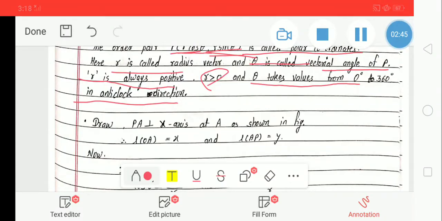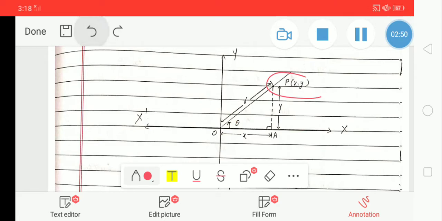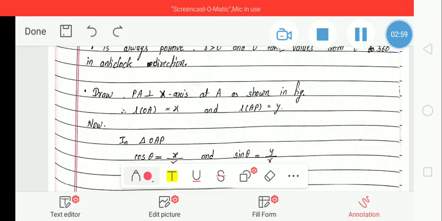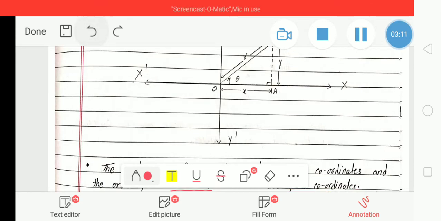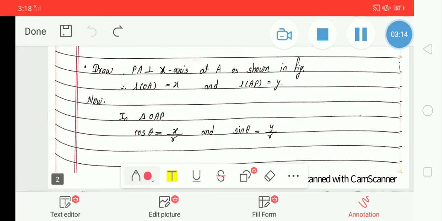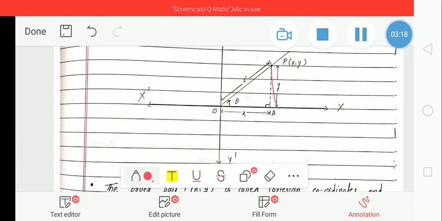Draw PA perpendicular to the x axis. We draw PA, from P to A, perpendicular to the x axis at A, as shown in the figure. The length of OA is equal to x, meaning the length from O to A is on the x axis, and the length of AP is equal to y. A to P is y.